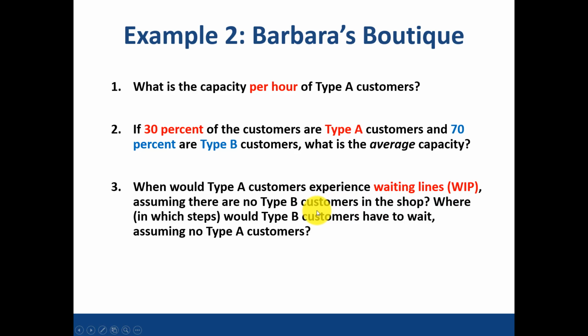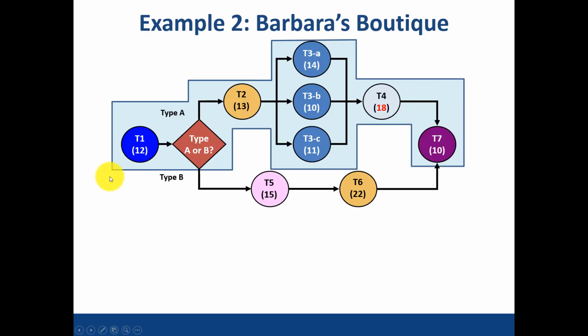Where, in which steps, would type B customers have to wait, assuming no type A customers exist? So we're going to look at the flow for type A and the flow for type B separately, and we're going to identify where they're going to wait, because remember, this is an unbalanced system. Every step needs different times, has a different rate. Okay, so we go for the upper part, that is type A, and that is everything you see here highlighted. So we're going to analyze this. We forget about this other part.